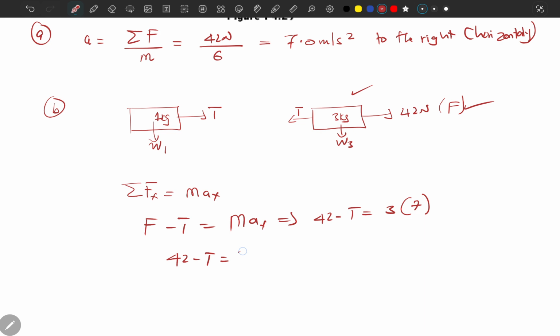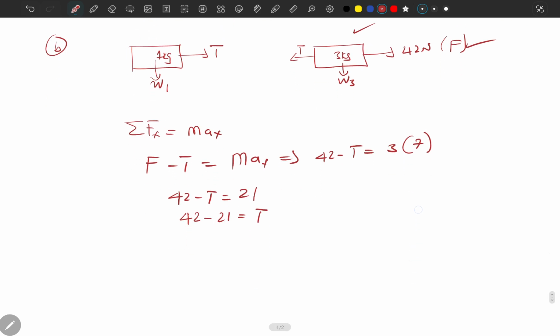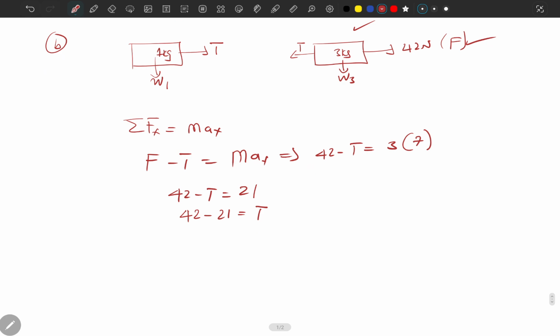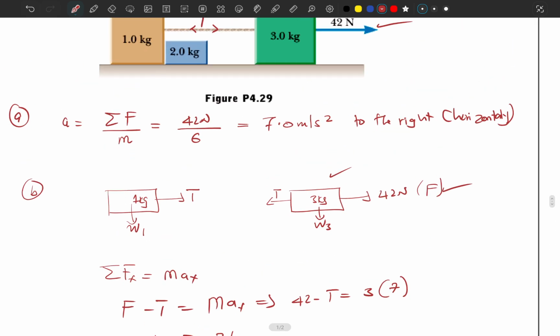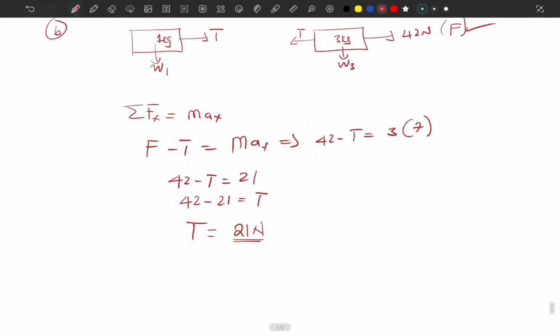21. Yes, so of course, 42 minus 21 is equal to tension. And what do you find as tension? Our tension is just equal to 21 newtons. Sorry, the tension is just fine. I thought we were finding the acceleration. All right.